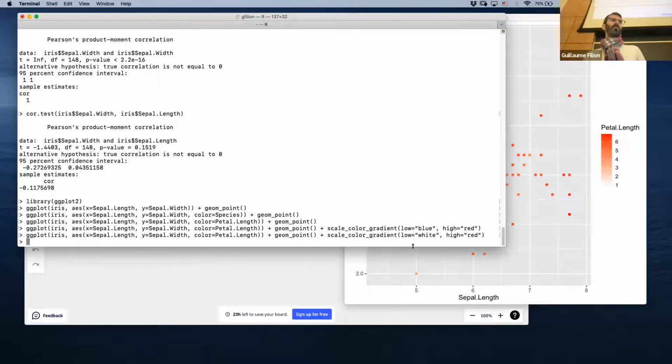Right, so you can have fun, make nice pictures, etc. when you prepare your Christmas postcards. Use scale color gradient.